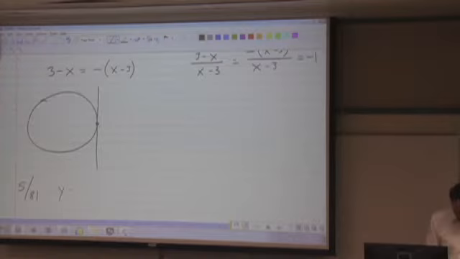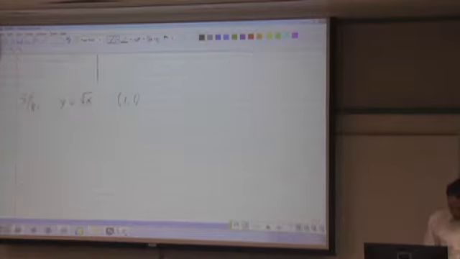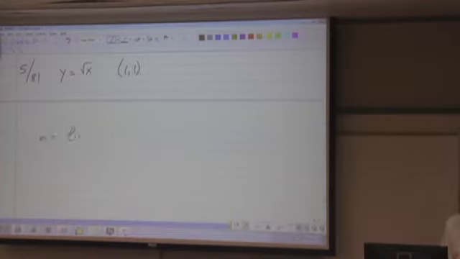It says y is equal to the square root of x, and the point is (1, 1). So exactly the same thing as before, we're just looking at a different problem now. So m is the limit as h goes to 0 of f of a plus h minus f of a divided by h. If you're wondering why I keep putting x there, it won't become apparent until the next section. You'll see what I mean.